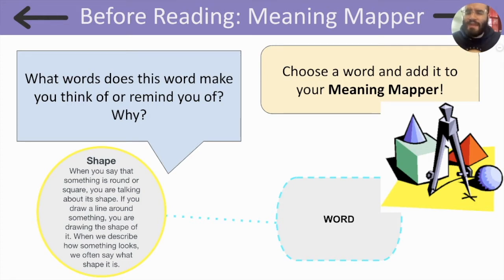When you say that something is round or square, you're talking about its shape. If you draw a line around something, you're drawing the shape of it. When we describe how something looks, we often say what shape it is. What other words does this word make you think of or remind you of? Add it to your meaning mapper. I added the word geometry because geometry is the study of shapes. We can see a cube, a sphere, a cone.